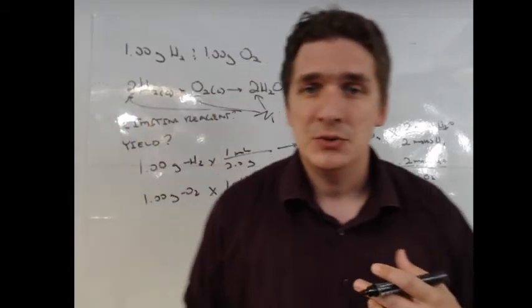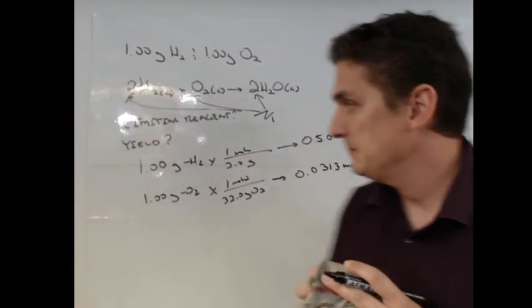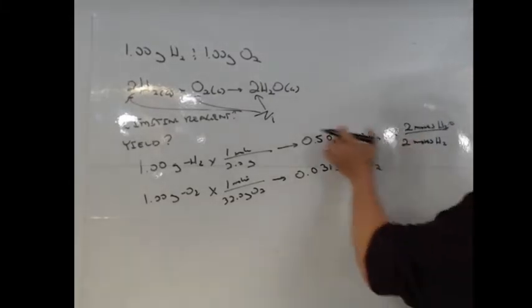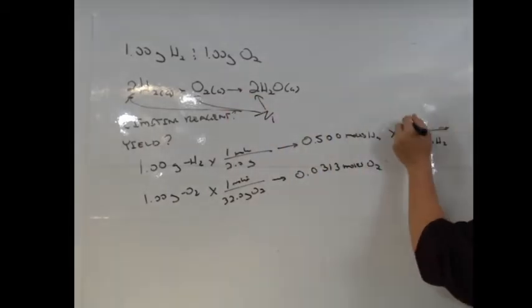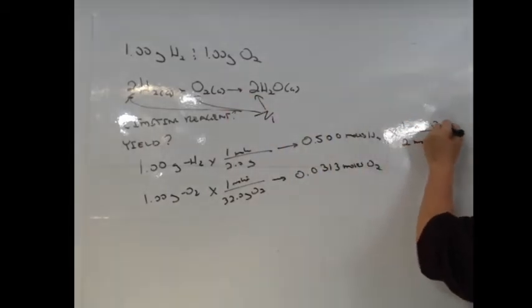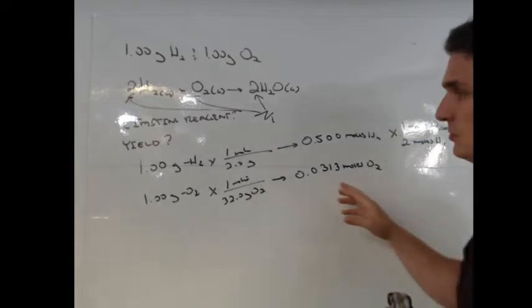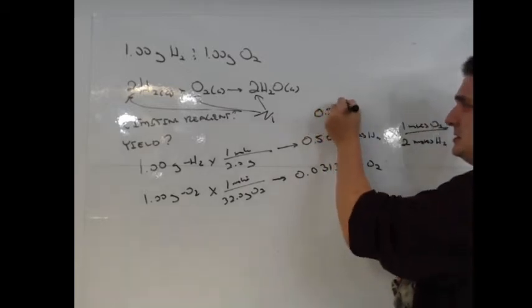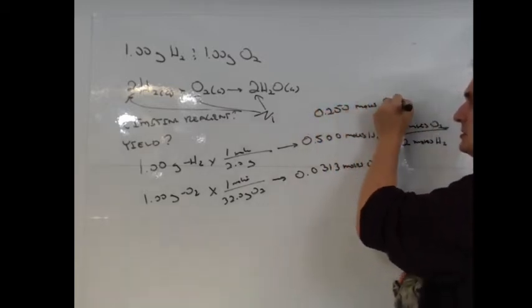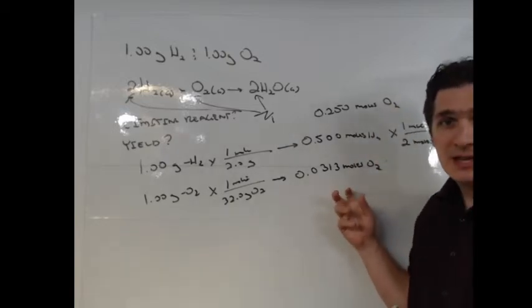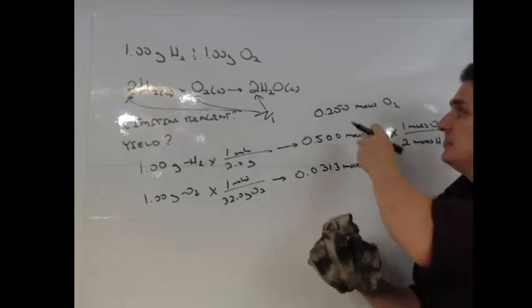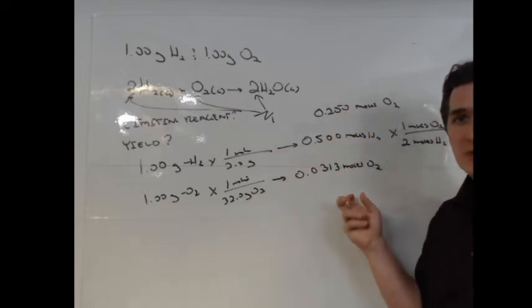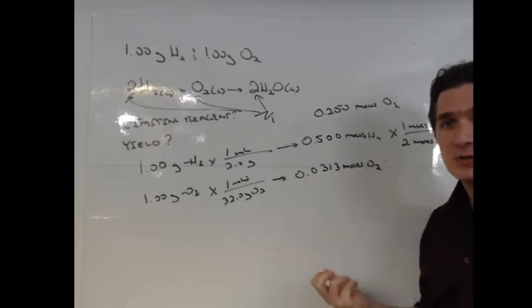Another way to do it is we can convert from moles of one to moles of the other. So if we have 0.5 moles of H2, for every 2 moles of H2, we need 1 mole of O2. So in order to react away 0.5 moles of H2, we need 0.250 moles of O2. Well, we don't have that many. So O2 has to be the limiting reagent, because we need more of it to react the hydrogen than we have. If this number ended up being smaller than moles of O2, we'd know hydrogen is the limiting reagent because we have more than enough O2.